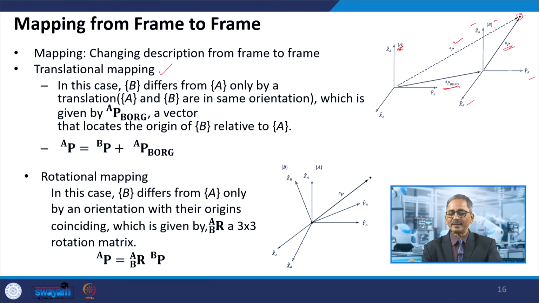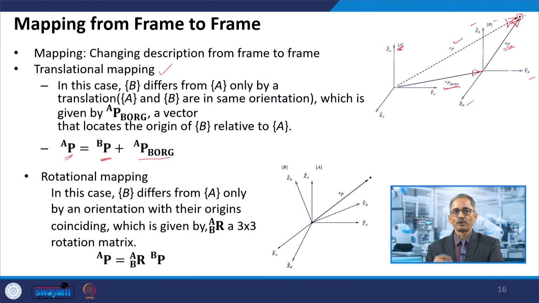Alright. So, if I see over here, this PA is nothing but, if we just do the vector summation, it is the summation of P_B origin with respect to A, this vector, and this vector, that is PB, and this is what is going to give you PA. Okay. So, I have P_B origin with respect to A. If I just add the PB, I am going to get the PA. Alright. So, this way I could have the description of this point with respect to frame A, and this is what we call the translational mapping.